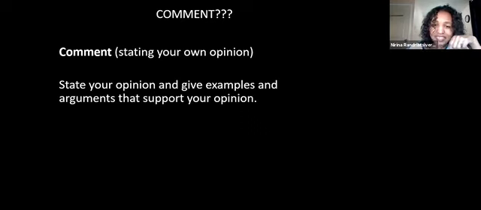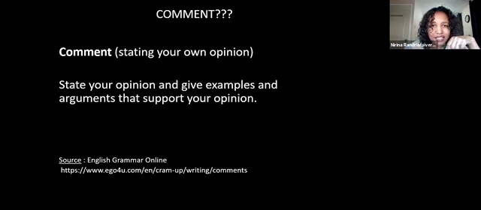Where are you going to find that? From the scenario. You need to read the scenario and get information from it that supports your answer. Why do you say that the health and safety culture is poor? Why do you say it is negative, or positive? You need to get arguments or information from the scenario to support your answer. This definition, by the way, I checked. It's on a website called English Grammar Online. So when you say comment, state your opinion and give examples and arguments that support your opinion.